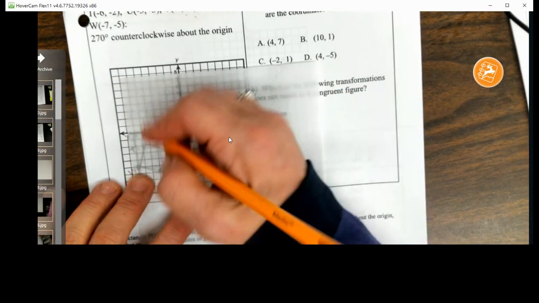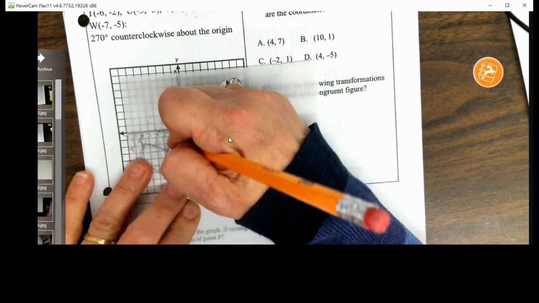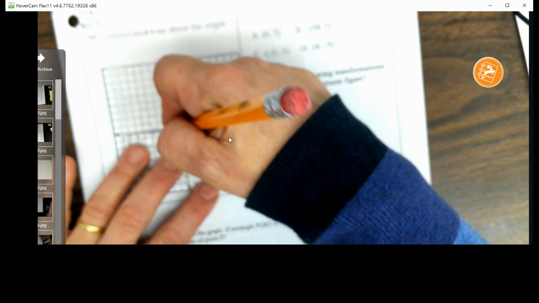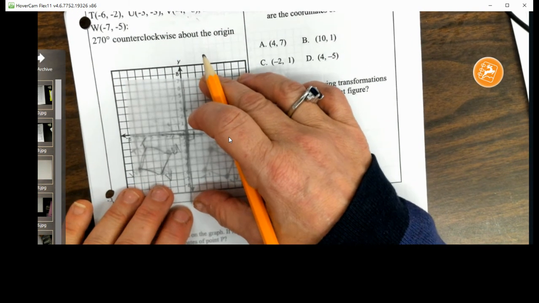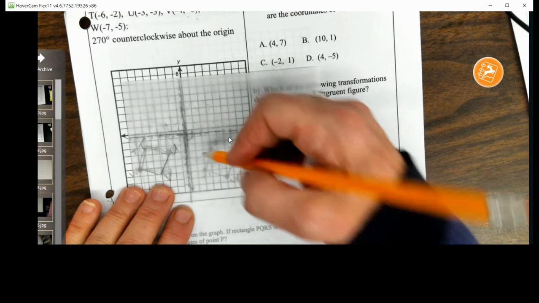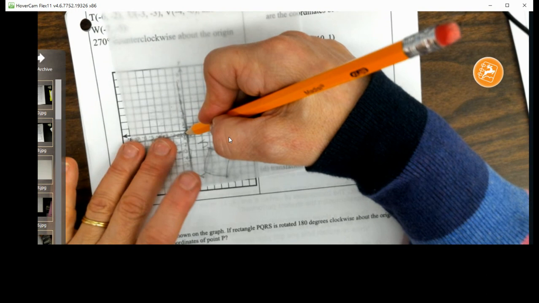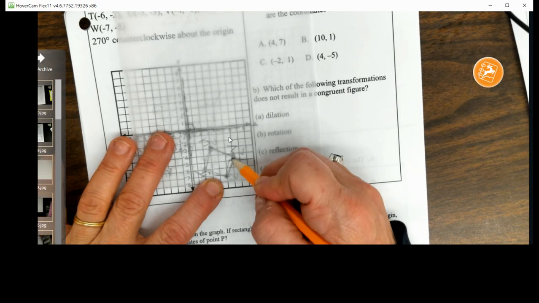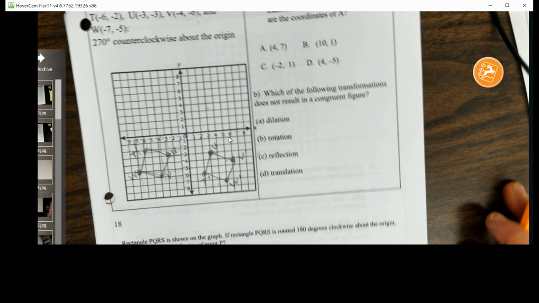Okay, here's my tracing paper. This is T, U, V. I'm off by 1. Let me see. No, I got it. My lines weren't good. So these are correct. I verified it with tracing paper, and that is another way to go about this.